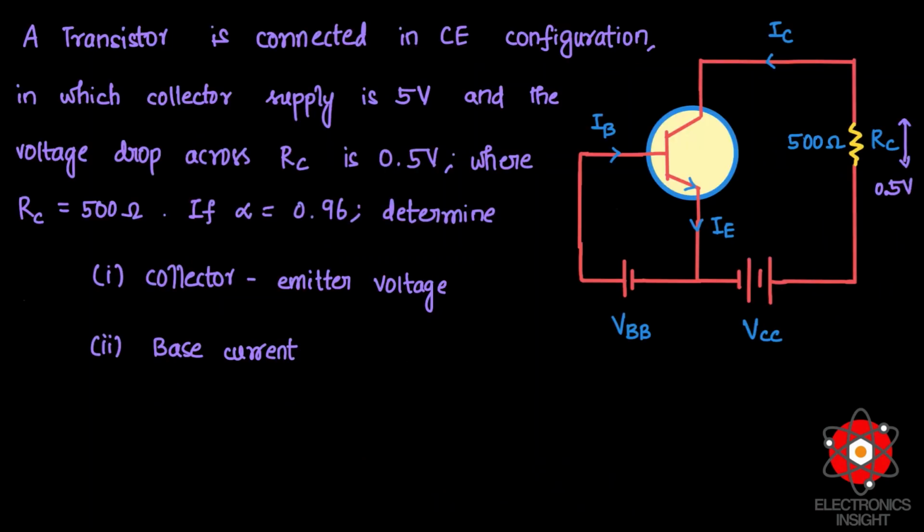Now we will solve one problem related to common emitter configuration. The problem statement says a transistor, here an NPN transistor, is connected in common emitter configuration, in which the collector supply VCC is 5 volt, and the voltage drop across RC is 0.5 volt, where the RC value is given as 500 ohms and alpha is given as 0.96. We are asked to find the collector to emitter voltage and the base current.